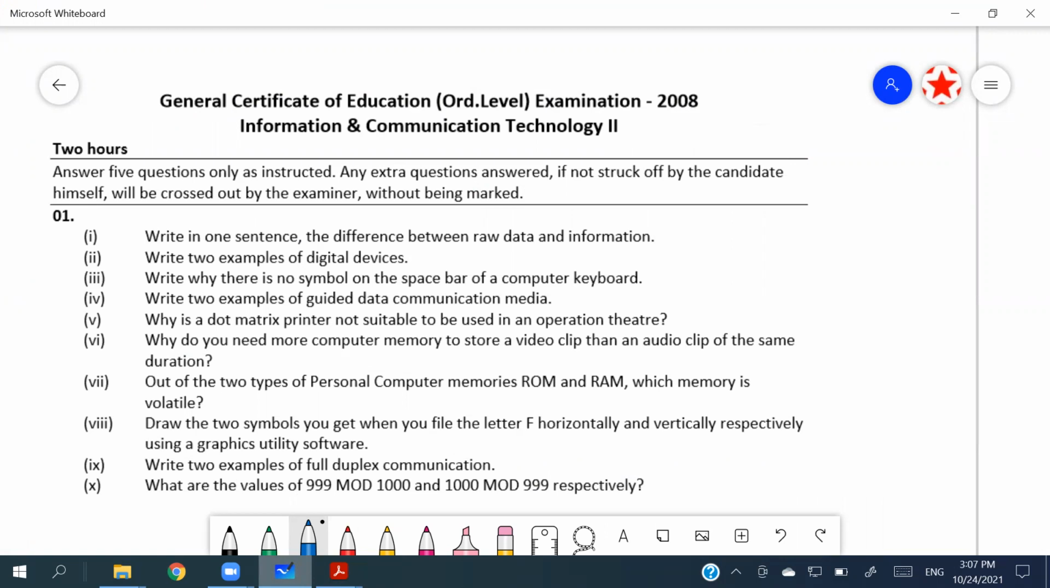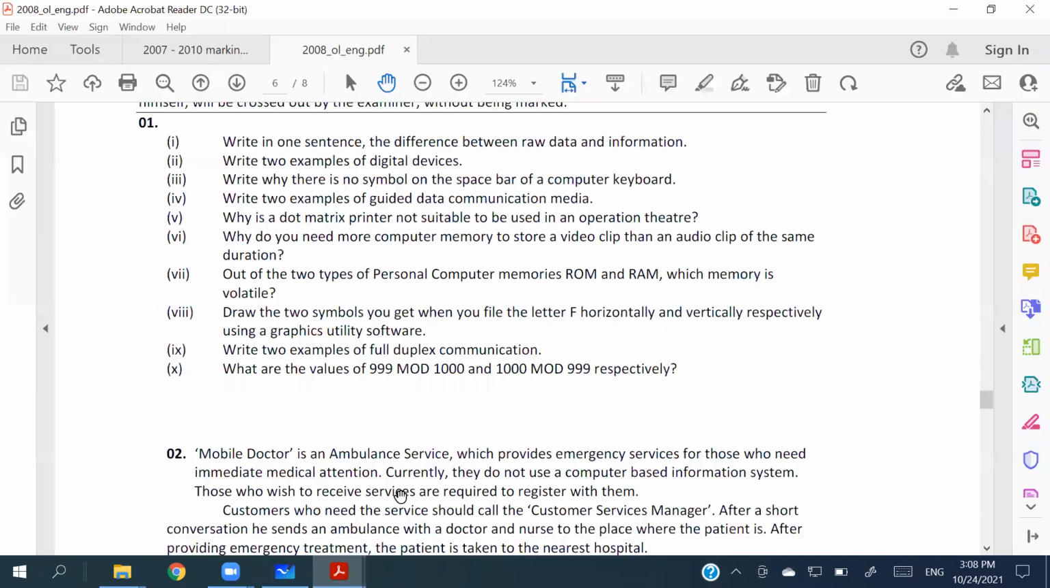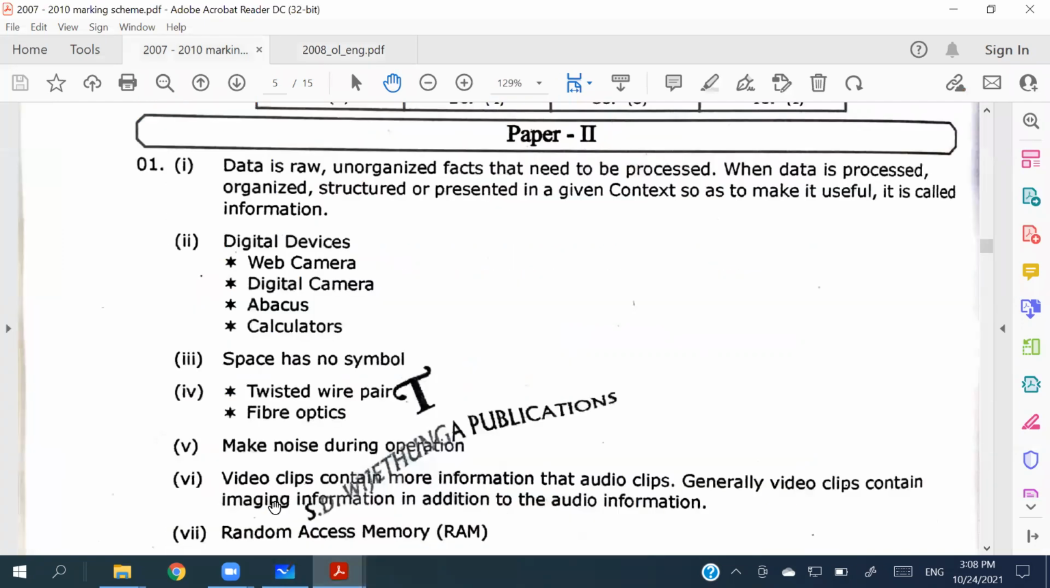In the third part, they are asking, write why there is no symbol on the space bar of a computer keyboard. Now, that is general knowledge. Because the space bar is creating a space, and space cannot be recognized or represented by a symbol. For that reason, there is no symbol on the space bar. This is how they were going with the marking scheme. It says space has no symbols.